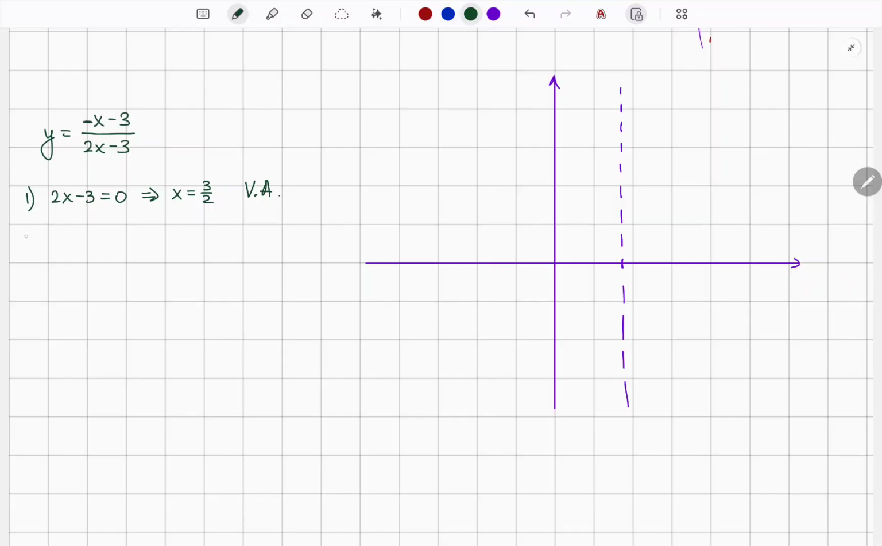So the second question I asked myself is the ratio of the x coefficients, the upper one by the lower one.